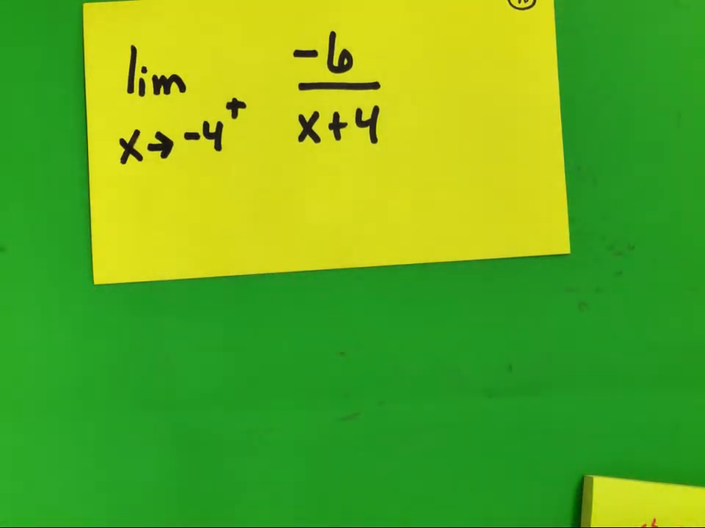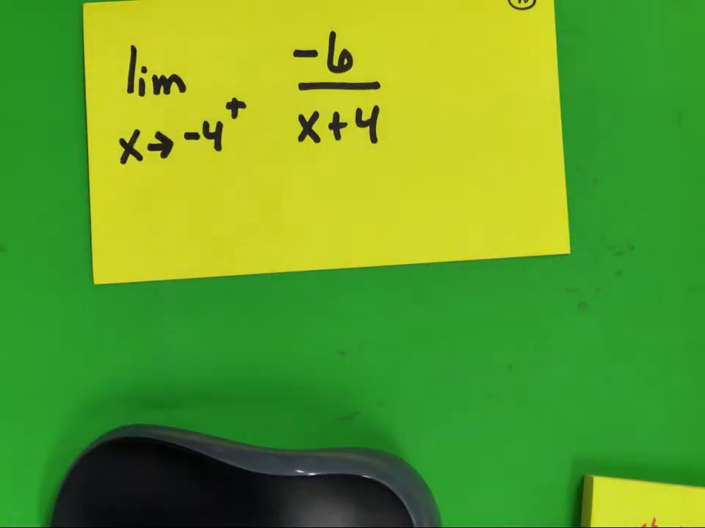The limit, is this one-sided or two-sided? One-sided. I take negative 4, plug it in. Negative 4 plus 4 is what? 0. Can I do any of my toolkit strategies?